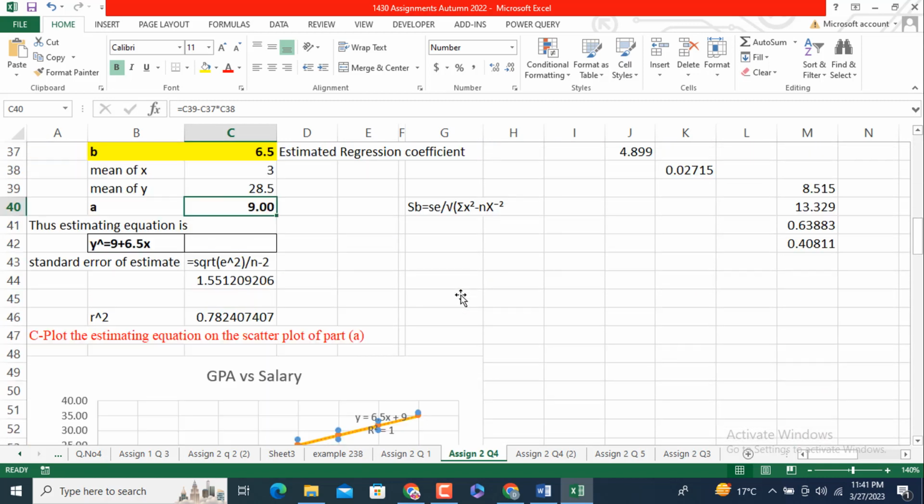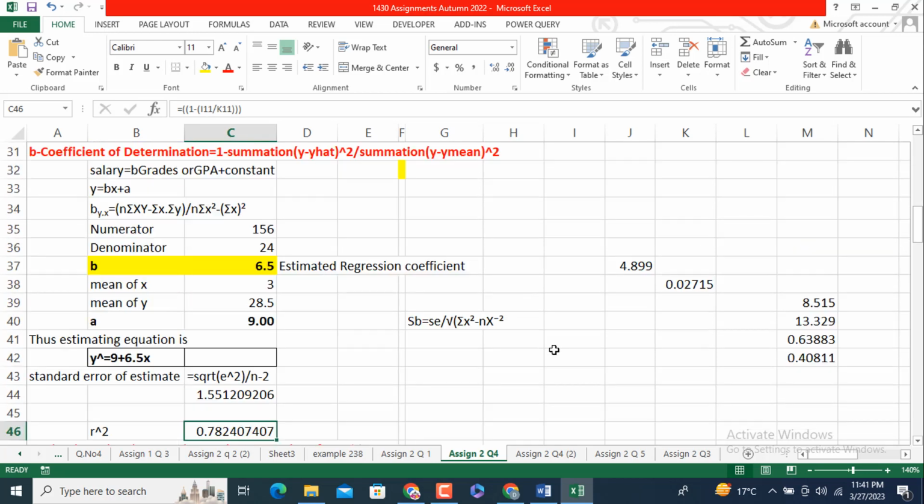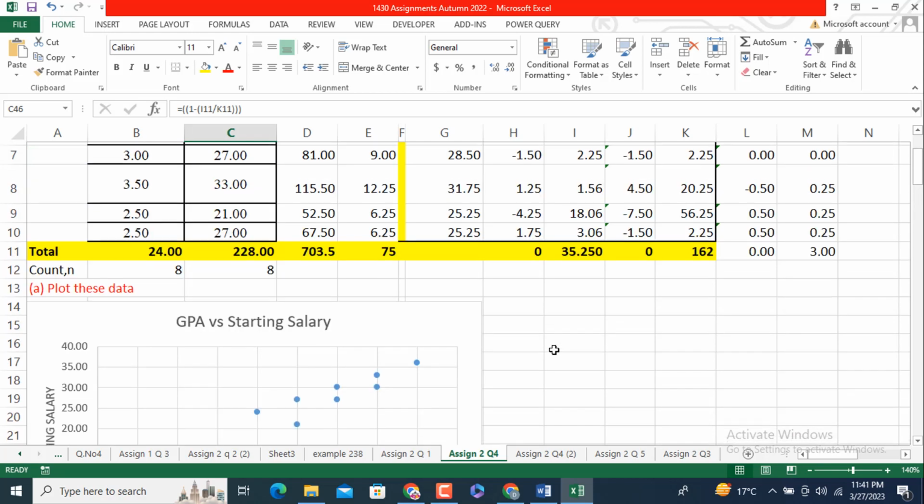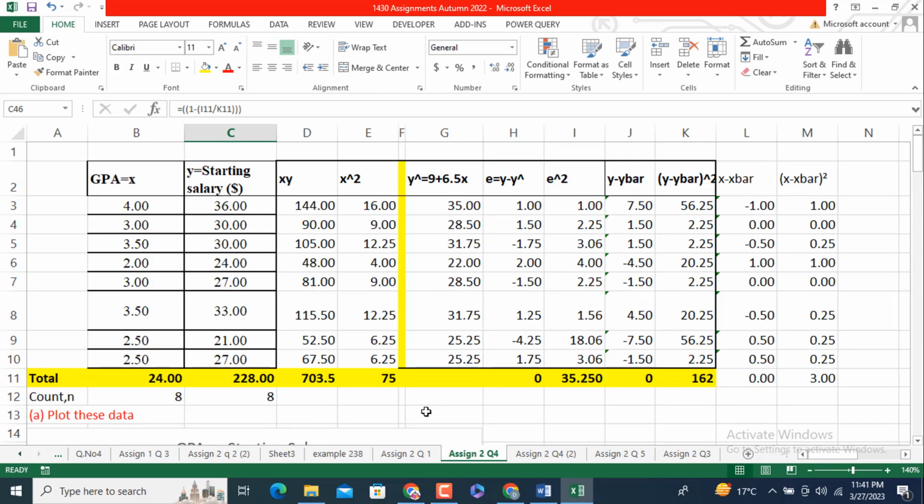So come back to the solution. I am going to determine this square root 1.5 1209006, and this is the formula that I am going to use: 1 minus I11 divided by K11. Let's go back to the I11 and K11. Yes, we need this.